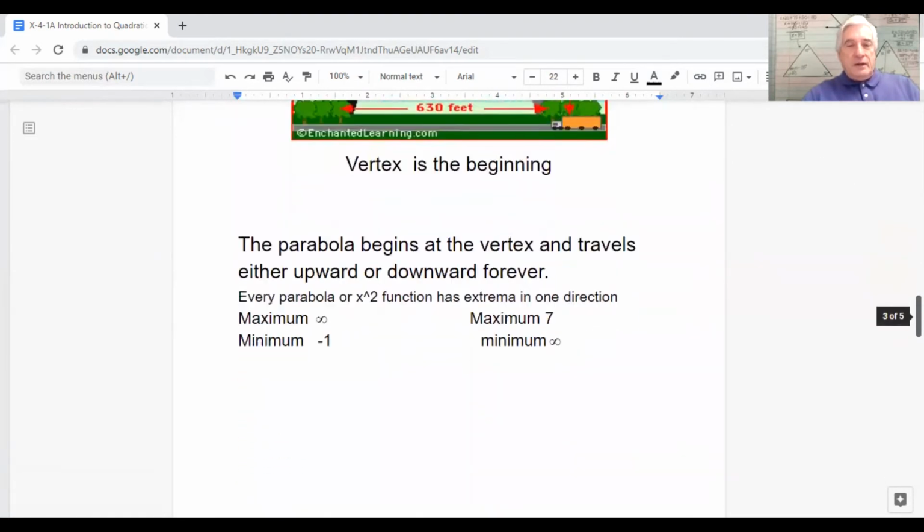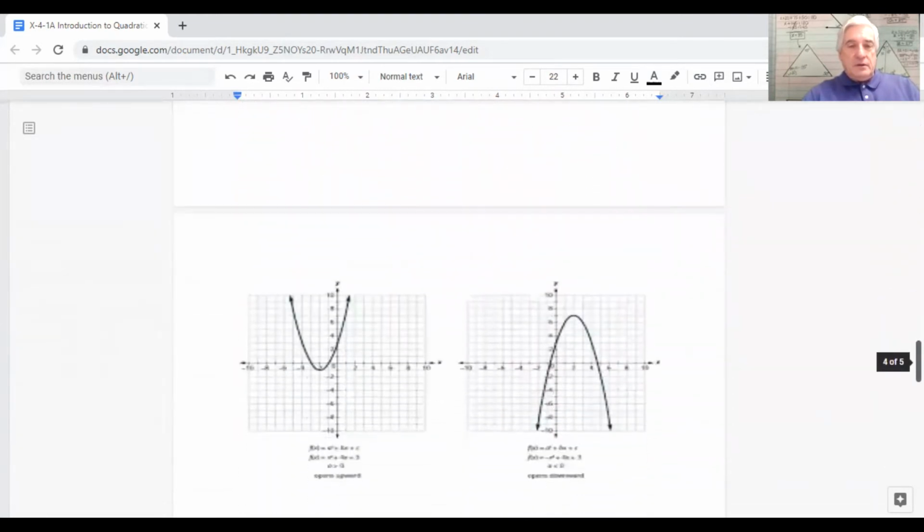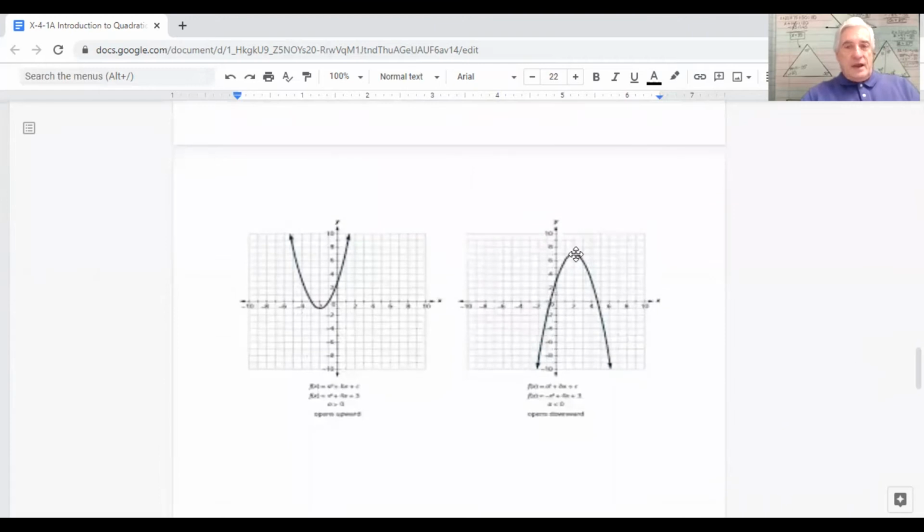Now, if our parabola is looking up, we have extremes. We have an extreme down here. It never gets below that point. We have an extreme up here. It never gets above that point. And you can clearly see on the graph what the point is. This one never gets below -1.